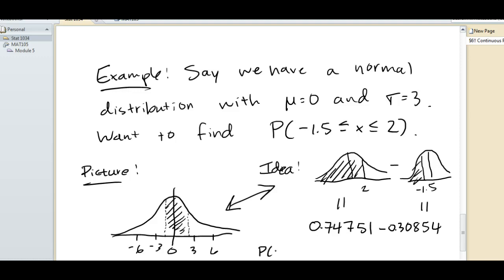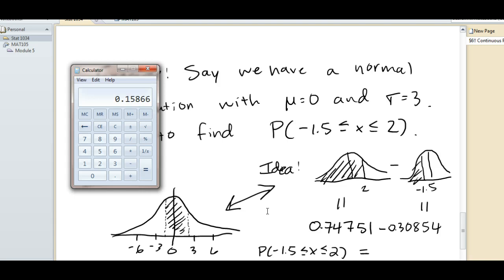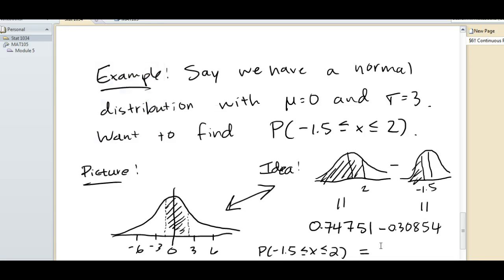So the probability that x is between negative 1.5 and 2 is given by 0.74751 minus 0.30854, which is 0.43897. And that would be our probability. That's all there is to it when we're doing our basic normal distribution calculations.